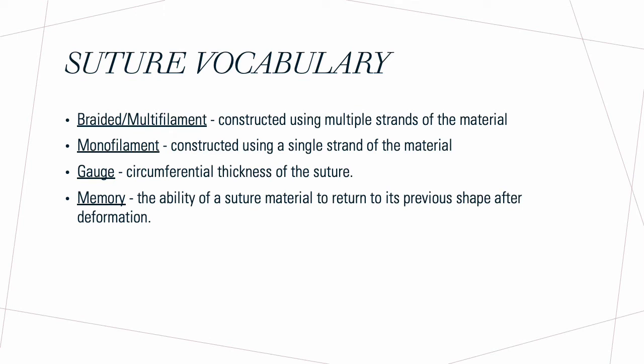Memory. The memory is the ability of a suture material to return to its previous shape after deformation. So you could think of this as the stiffness of the suture. And in thinking about knot security, this is dependent on the force the suture can stand before it breaks when it's knotted. This depends on the suture memory. It depends on the elasticity. And then thinking about monofilament versus multifilament, monosutures again are more slippery and have more memory, but they hold knots less well.